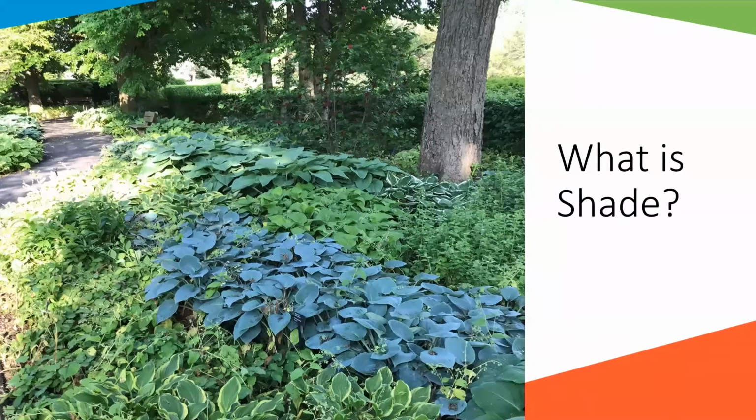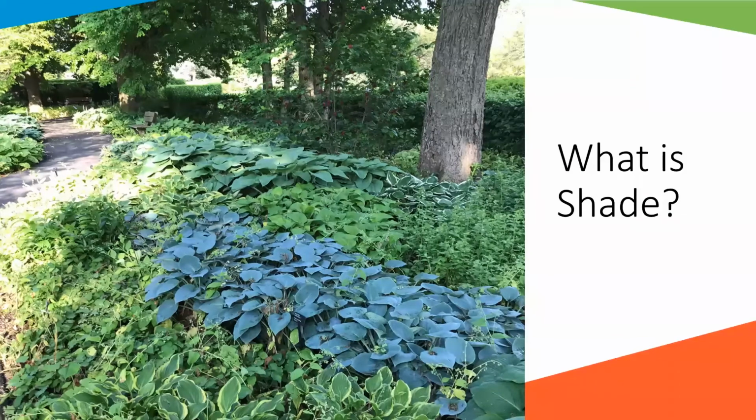The definition of shade can be explained as a comparative darkness and coolness caused by shelter from direct sunlight. And there's various kinds of shade that we can look at. We have light shade, medium, full, heavy or dense shade.